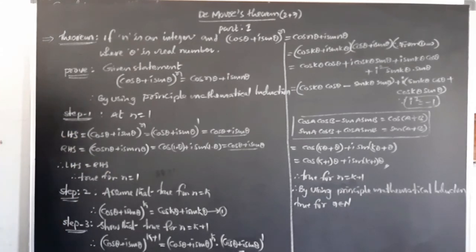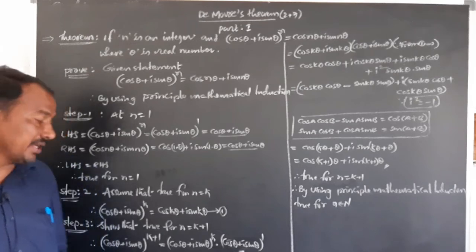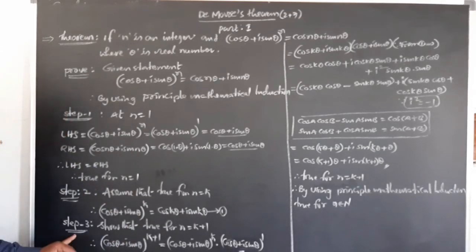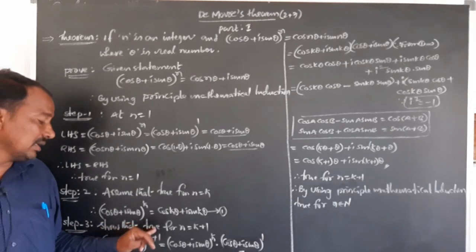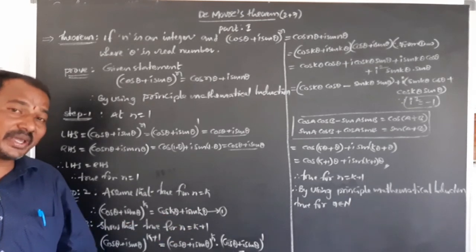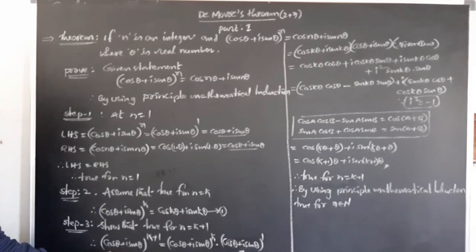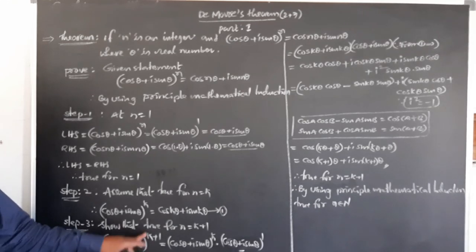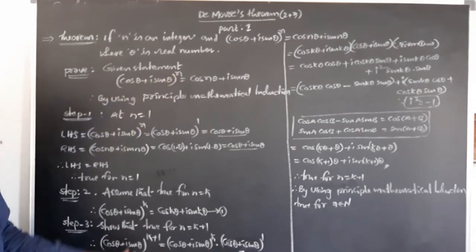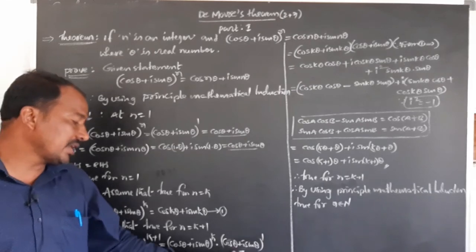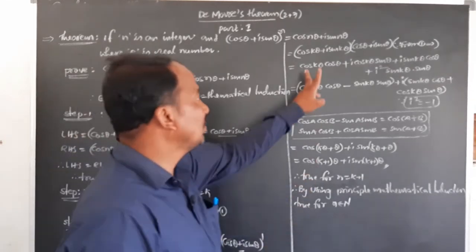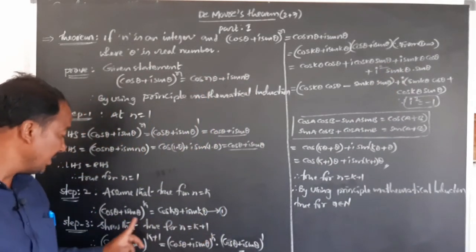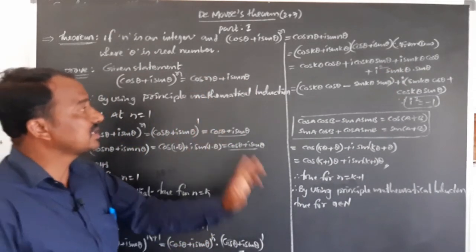Next, step 2: assume that it is true for n equals k, substitute the value of n equals k in the given statement. And step 3: show that the statement is true for n equals k plus 1. Substitute the value of n equals k plus 1 in the given statement: (cos theta + i sin theta) whole power k plus 1. Simplify this one: bases are equal, so powers should be added. So separate this one. Here from 1 it implies (cos theta + i sin theta)^k equals cos k theta plus i sin k theta.